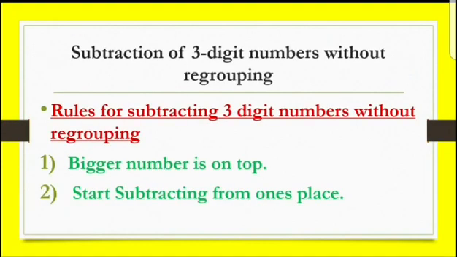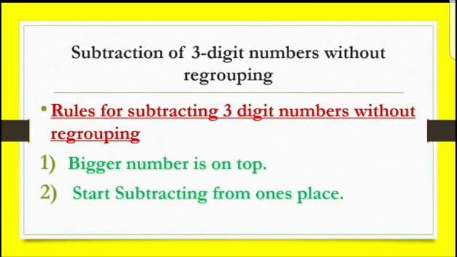Now, children, there are some rules for subtracting three-digit numbers without regrouping. The first rule is that you will always write the bigger number on top. Okay, this is the rule of subtraction, whether you do three-digit number subtraction or two-digit. Always you are supposed to keep the bigger number on top.